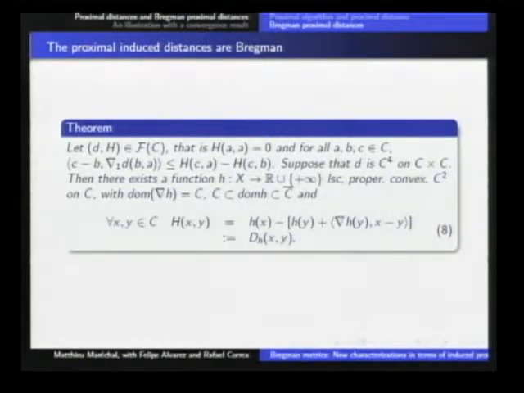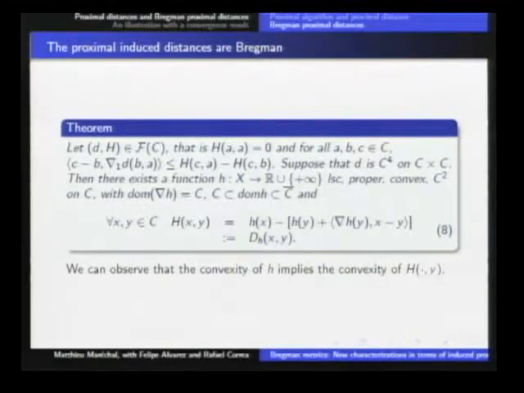The proof of this theorem was based on the characterization of the Bregman distance, and moreover, it was based on the integral formula of H in order to have an estimation of the Hessian of H, using the derivative of a parametric integral.